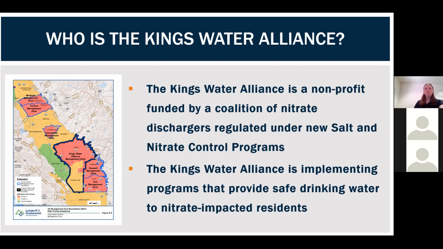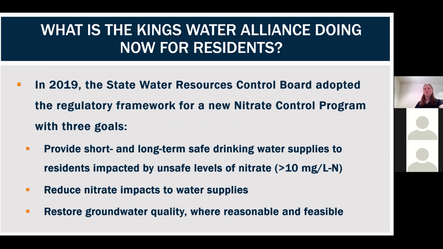The Kings Water Alliance was formed to efficiently implement short-term and long-term drinking water solutions for nitrate impacted residents. We'll go into that a little bit more. In 2019, the State Water Resources Control Board adopted the regulatory framework for a new nitrate control program with 3 goals in mind: provide safe drinking water supplies, short and long-term, to residents impacted by unsafe levels of nitrate, reduce nitrate impacts to water supplies, which are long-term solutions, and restore groundwater quality where reasonable and feasible. And those are more long-term solutions.